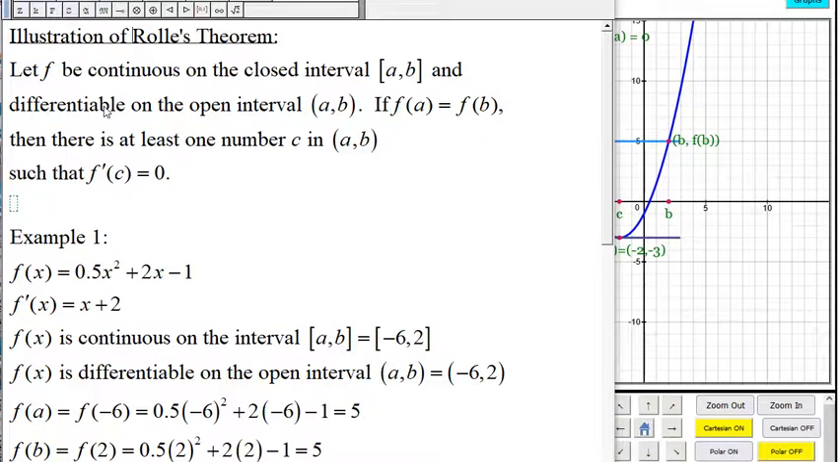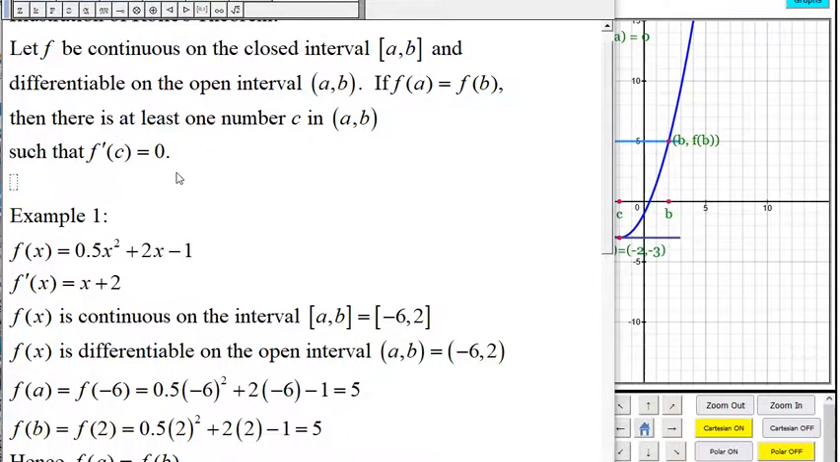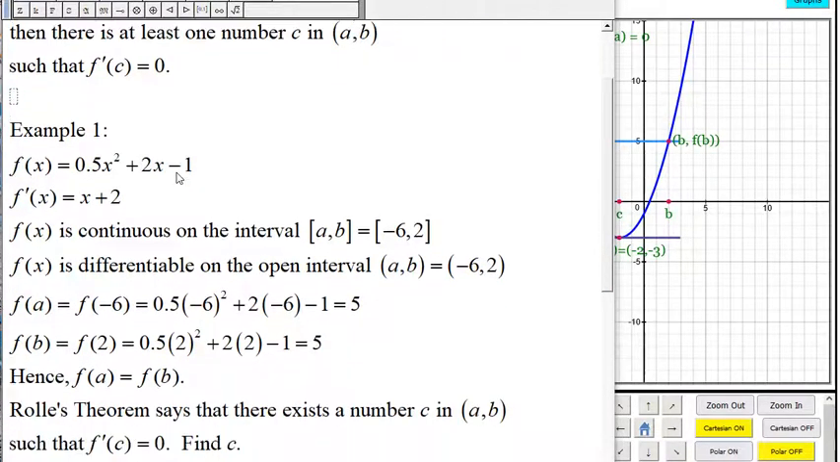Here we want to do an illustration of Rolle's theorem. Rolle's theorem says that if we have a function that is continuous on the closed interval [a, b] and differentiable on the open interval (a, b), and if f(a) is equal to f(b), then there is at least one number c in the open interval (a, b) such that the derivative at c is equal to 0. Let's illustrate this theorem with the following example.